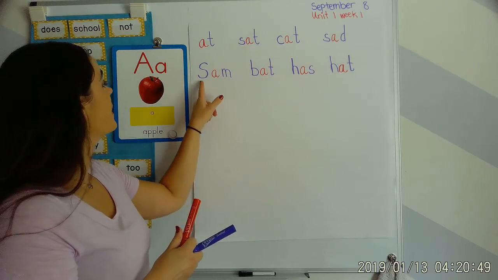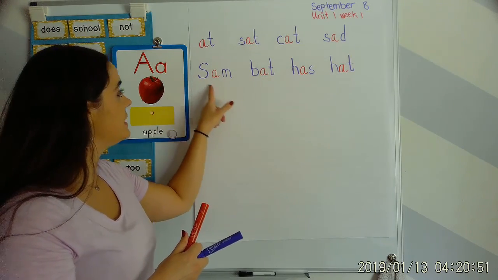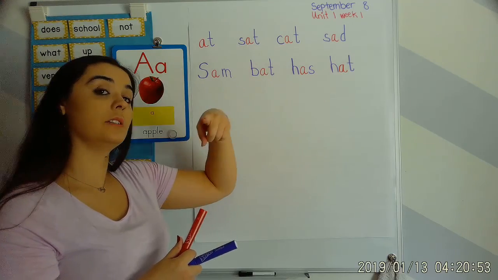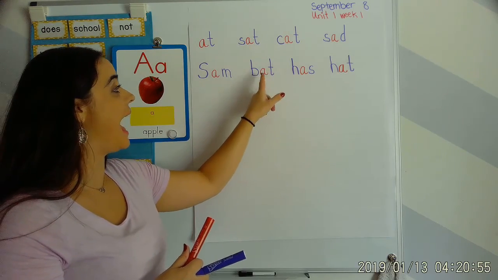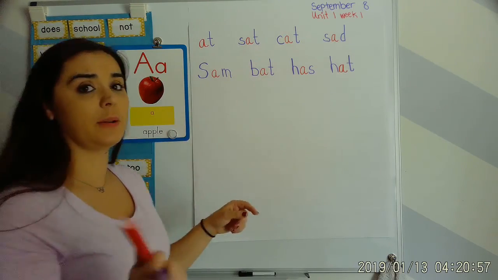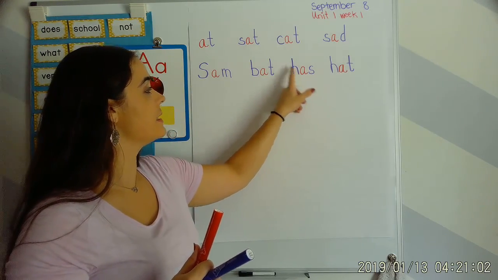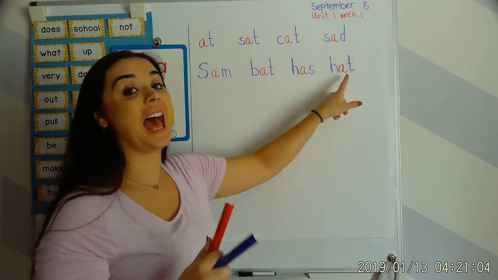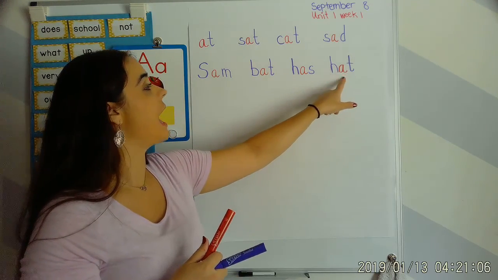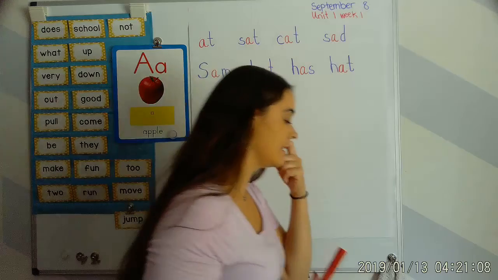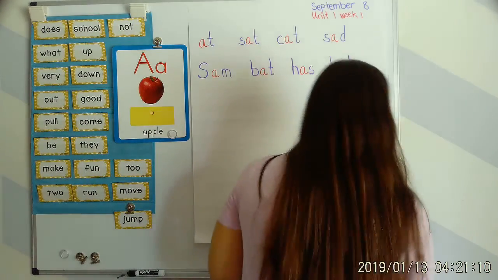Sam, your turn. Sam. Bat, your turn. Bat. Thank you. I see a lot of participation right now. Has. Has. Hat, your turn. Hat. Excellent. All right, next word.